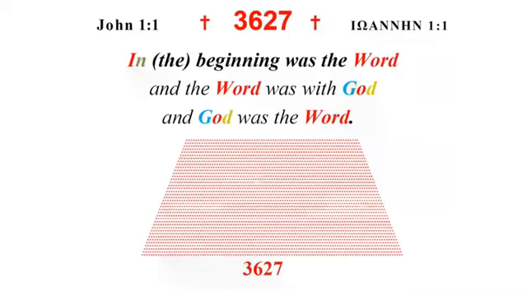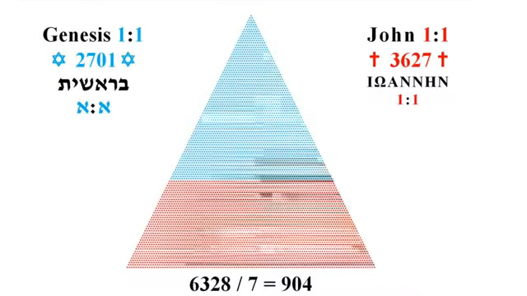Okay, so the 3627, it's not a triangle number. But you can make a very nice trapezoid without any bits left over. Okay, it's a nice, perfect trapezoid. It turns out that trapezoid fits beautifully underneath Genesis 1:1. I like that. That was cool, God. And the total number of dots for both is 6328, which of course is divisible by 7, 904.